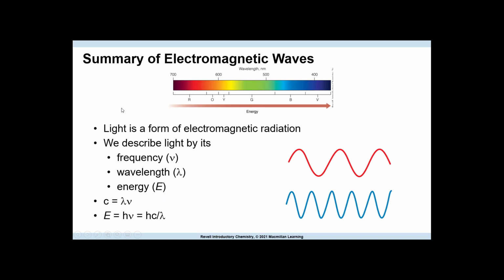Okay, summary of electromagnetic waves. Light is a form of electromagnetic radiation. It's described by frequency, wavelength, and energy. You should definitely know the units. The units will save you. We use a formula using the speed of light, and we use one with energy with Planck's constant, and there's two different versions that we can plug in.